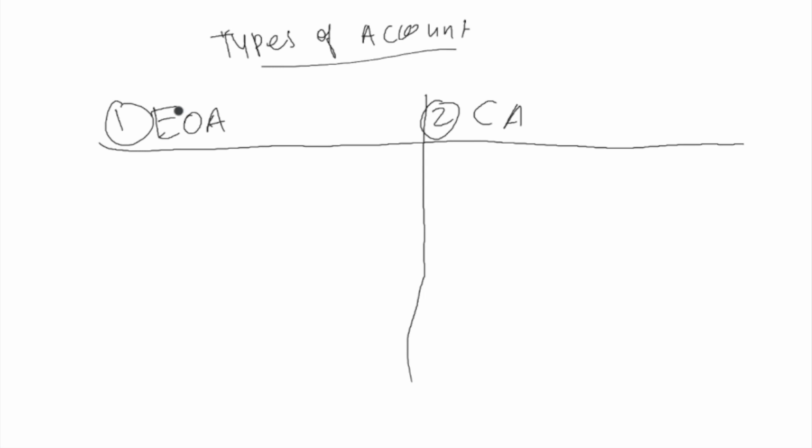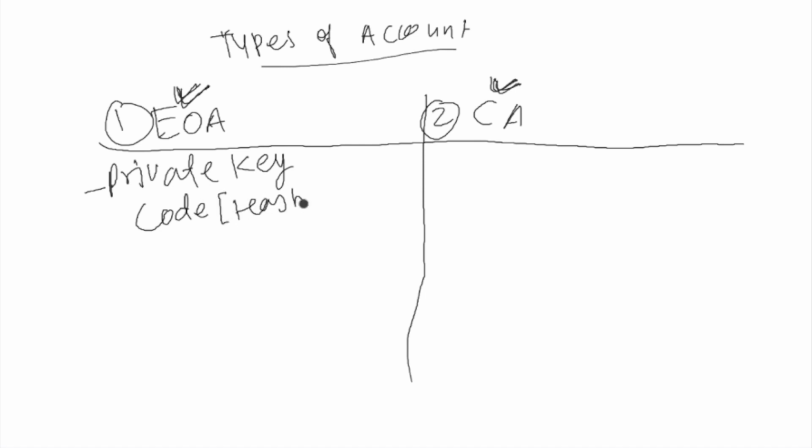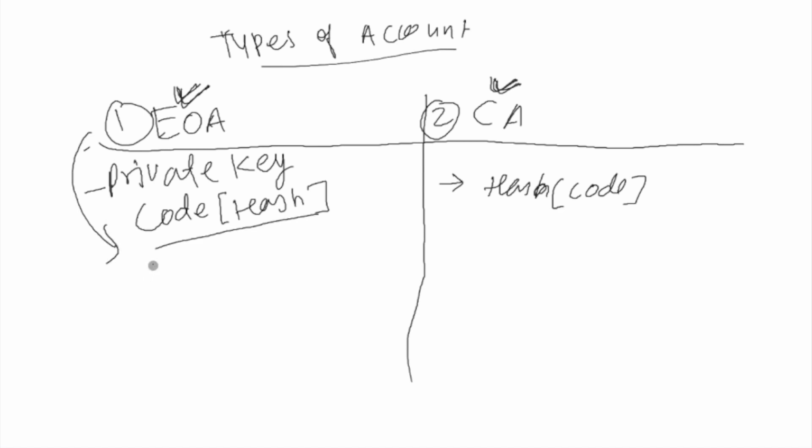So remember, in Ethereum there are two types of account. One is EOA and the second one is CA. EOA stands for externally owned account and CA stands for contract account. Externally owned accounts are controlled by a private key, and these accounts don't have any code hash in their value. Contract accounts will have the hash of the code, because these accounts save the code base of the smart contract. Remember, in an EOA, the code hash field will contain the hash of an empty string.